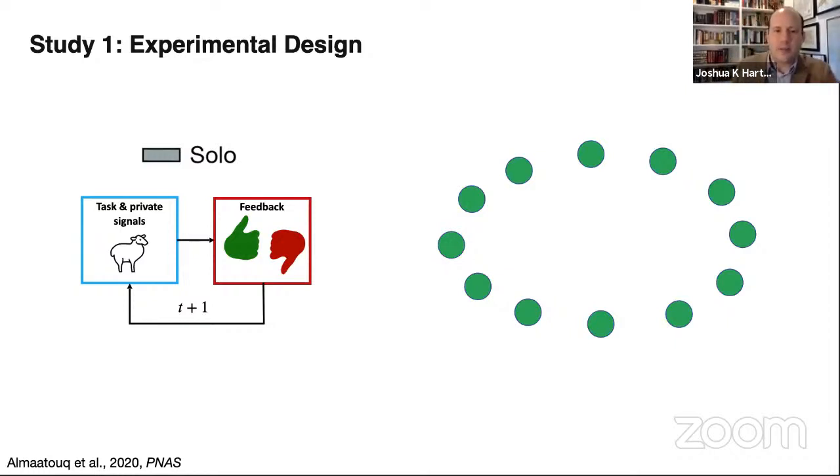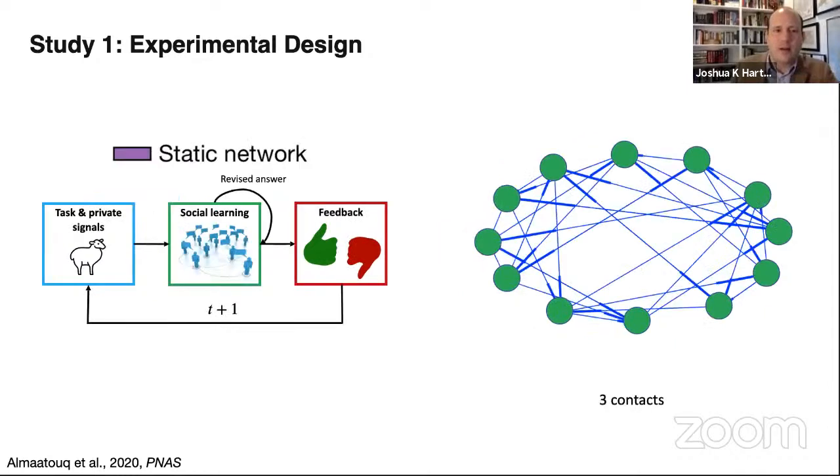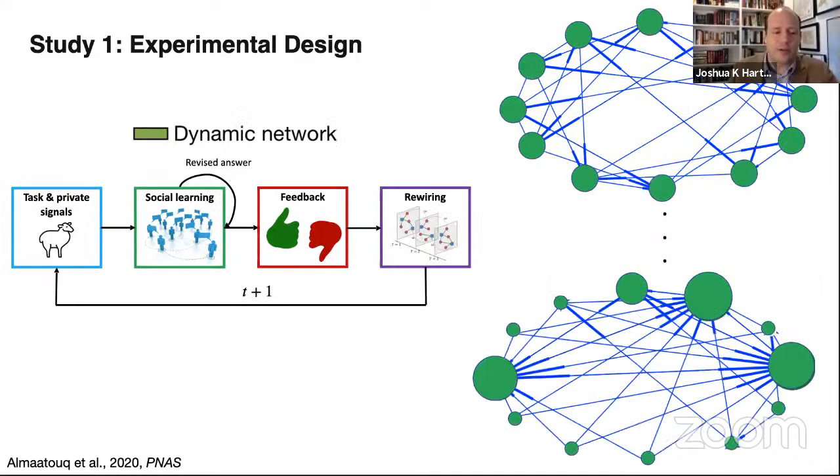So here we have a whole bunch of people who are not connected to each other. Now you have a connected but static network. So you're interacting with, in this case, 3 other people. They're interacting with 3 other people. There's this network dynamics, but the network doesn't change over time, right? And then the third option, which is much more realistic, is the network changes, right?